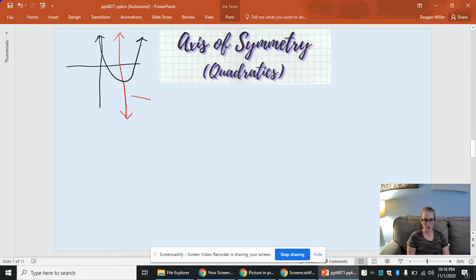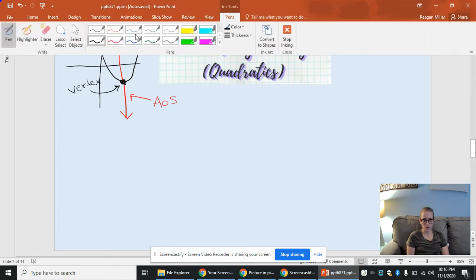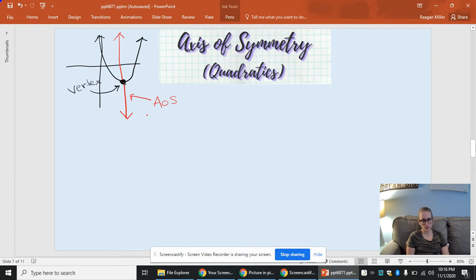So this red line right here, that's your axis of symmetry. We'll call it the AOS a lot of times for short. That axis of symmetry is always going to pass through a very important point that we've discussed quite a bit called the vertex. So your axis of symmetry here in red is always going to pass through your vertex.